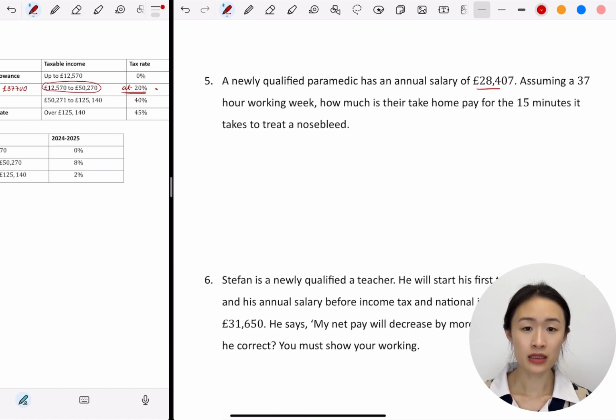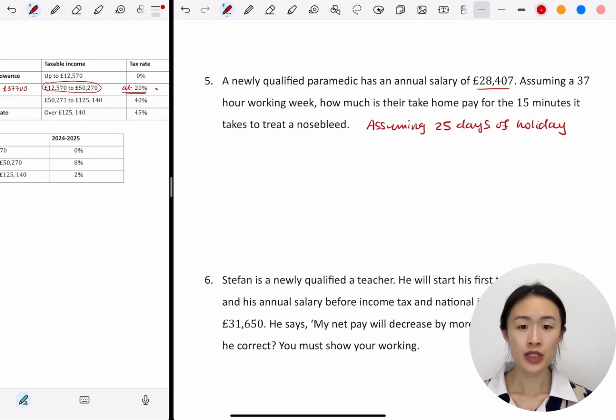Okay, moving on to the next question. We know the total salary, and we assume a 37-hour working week. Also assume that this person is paying the income tax and also national insurance. There are usually 25 days of holidays. So first step, what we need to do is to work out the total take-home pay. So what we can do is work out the total tax paid and also national insurance paid.